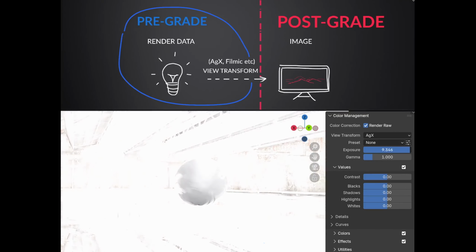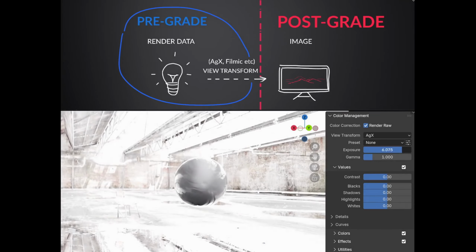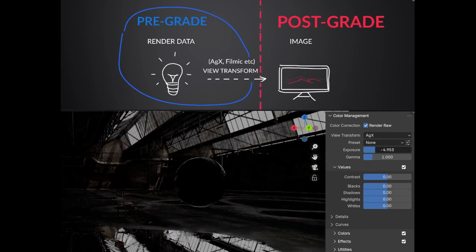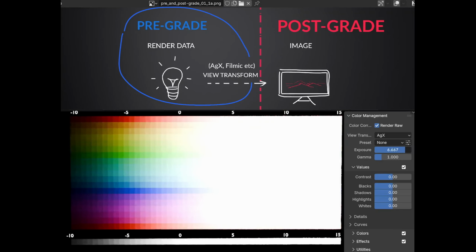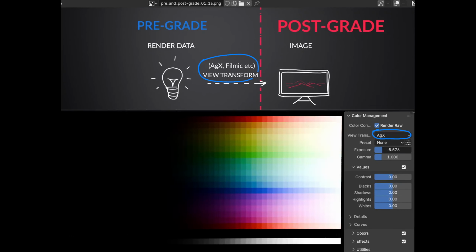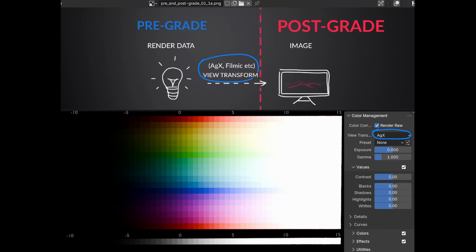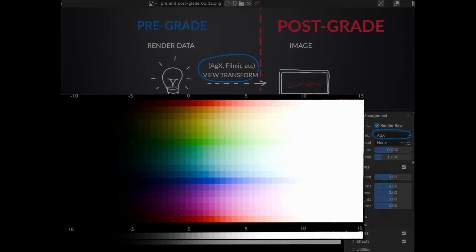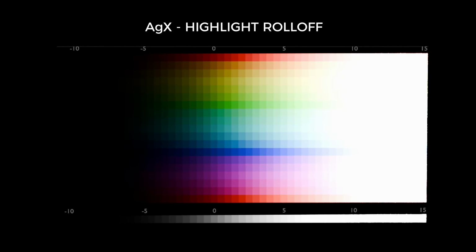Exposure, for instance, is applied before the view transform, before AGX in this case, in the pre-grade stage. This means it works directly on the unbound render data. And when things get really bright, the view transform still protects pixels from clipping or oversaturation. Blender's view transforms, AGX and Filmic for that matter, were designed to mimic how film emulsion reacts to light. As more light hits the film's halide crystals, the emulsion becomes increasingly desaturated and less sensitive.